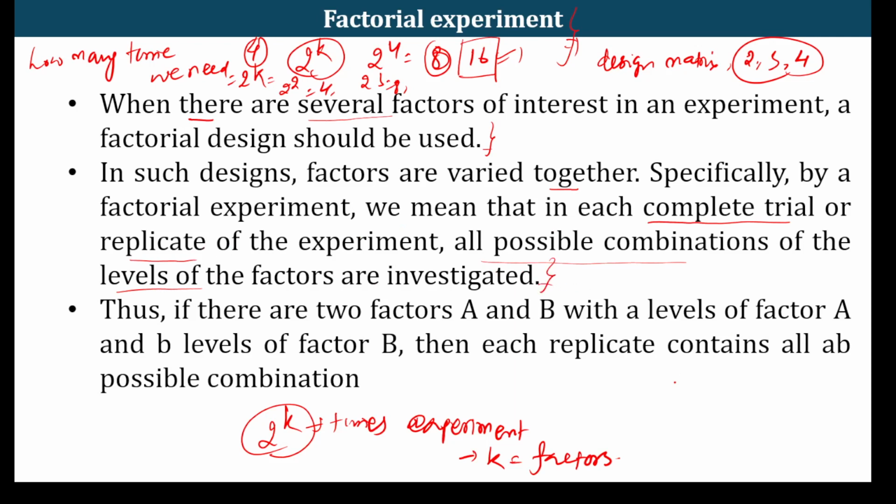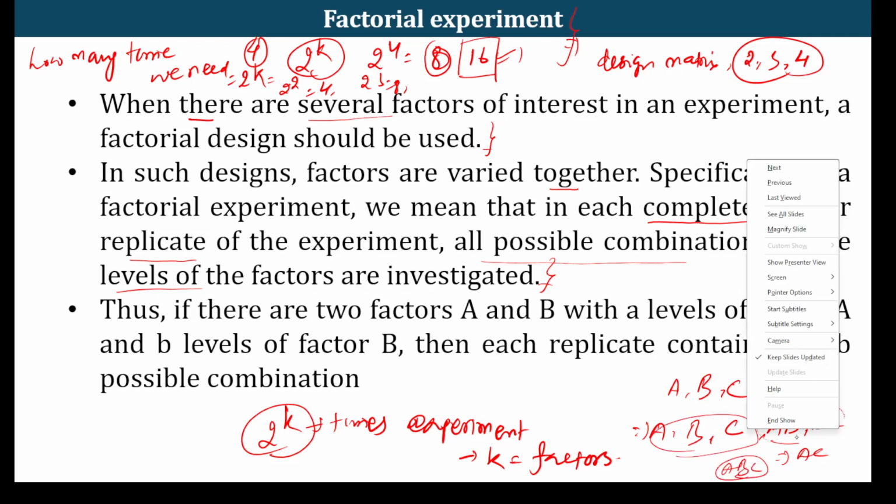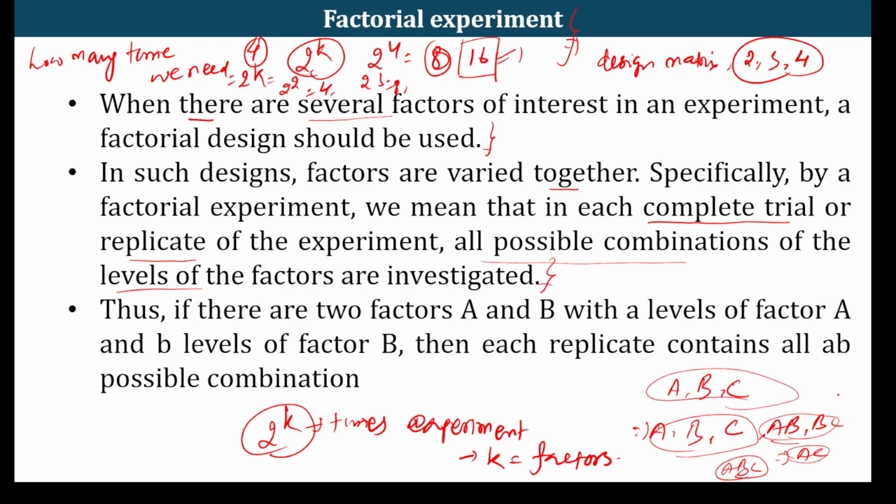Let's say you have three factors, A, B, C. How can we check? First A, then B, each alone. We can check with AB, with BC, with AC, or with ABC. So we are going to check in all possible ways the influence of these factors on the output response. If there are two factors, A with a levels and B with b levels, then each replicate contains all ab possible combinations. That is how we do the factorial process.